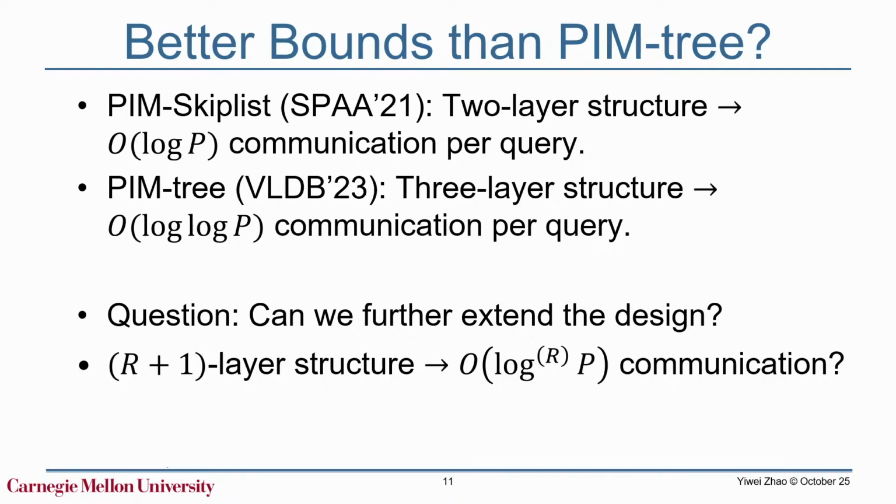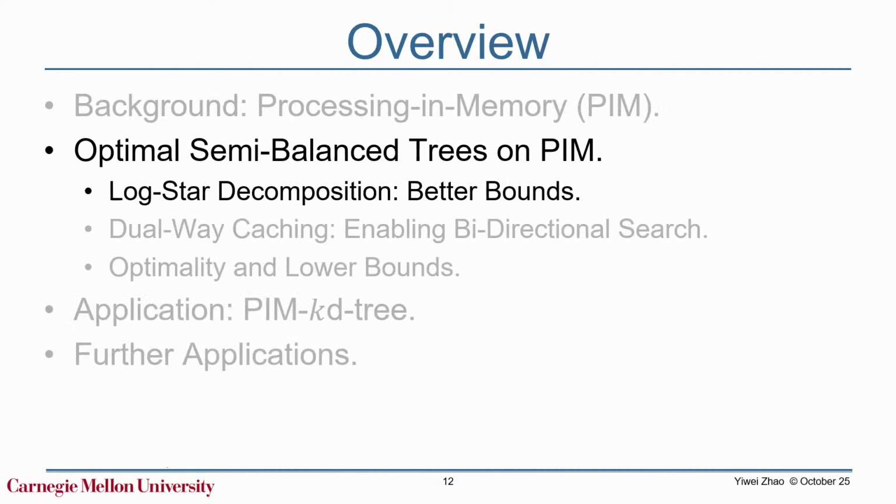And to achieve that, for instance, if we apply R+1 layers of structures with R layers of replication, can this lead to order of log applied R times P communication recursively? And the answer is yes. And I will show you how to do this. So the first part is trying to divide these trees into a log star P decomposition.